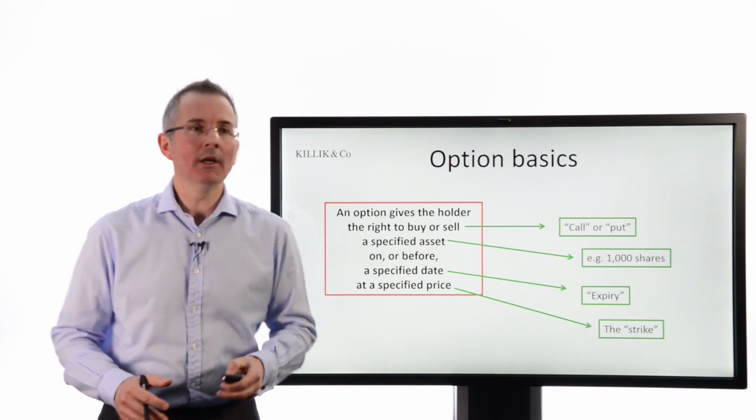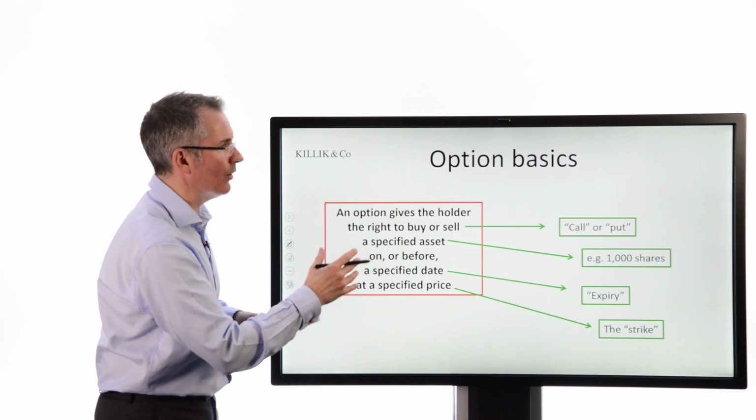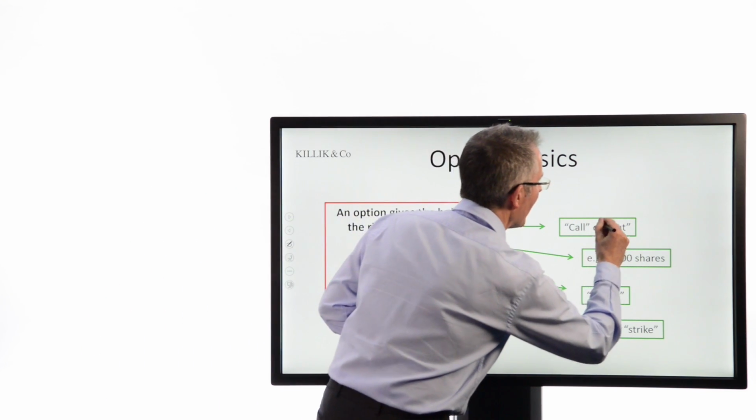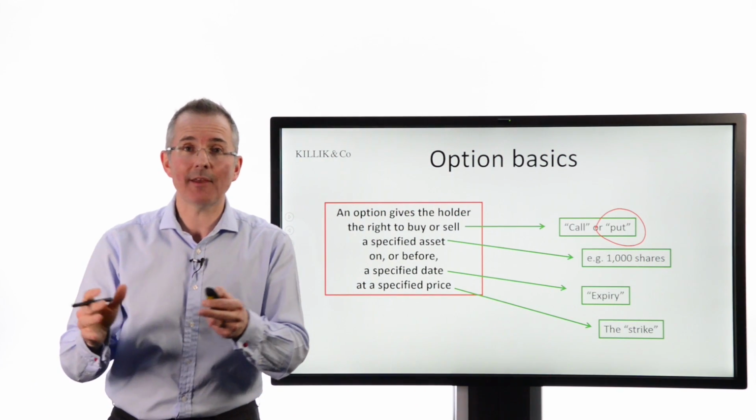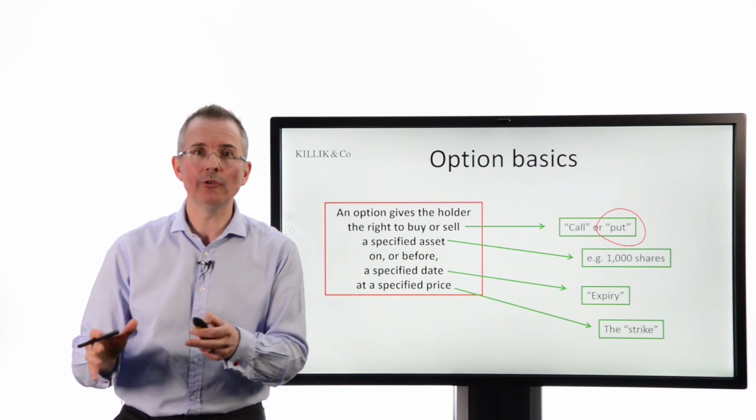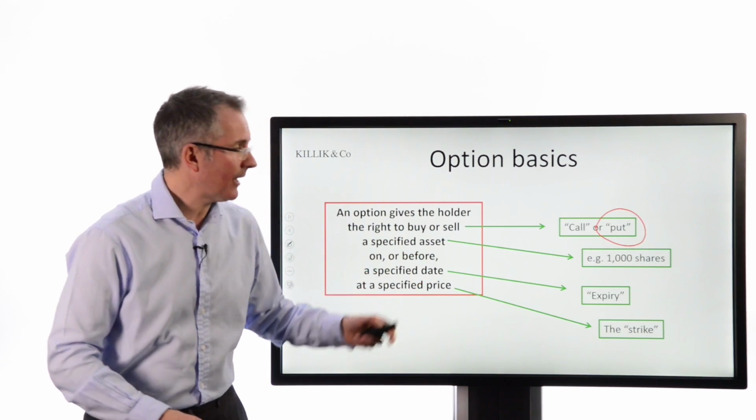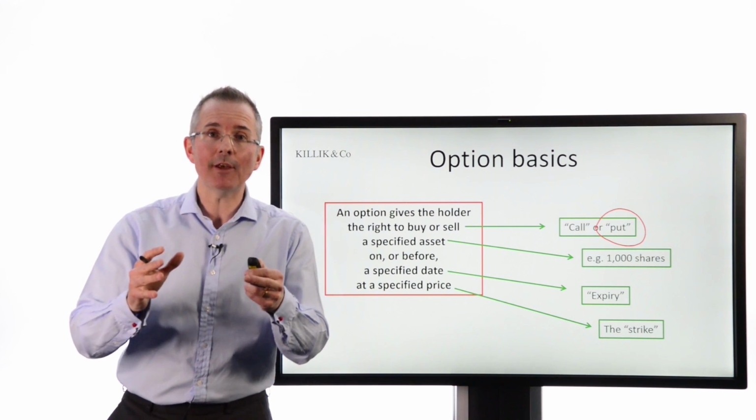So lots of jargon. This is a piece of paper that will allow you to either buy or sell. Now we're going to look at the right to sell in this video. A specified asset, the contract may say 1,000 shares, for example, on or before a particular date when the option expires, so it's use it or lose it, at a specified price called the strike, and that's fixed in the contract. Now you pay for this.